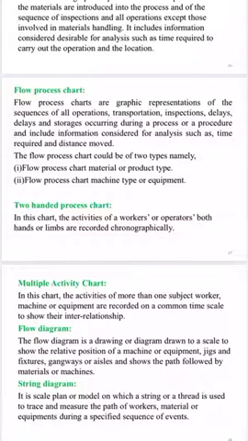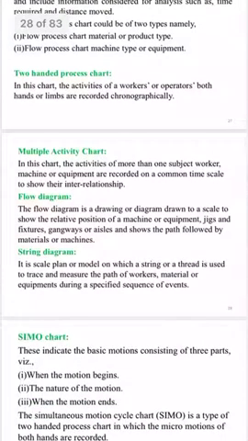Then the next one is the multiple activity chart. In this chart, activities of more than one subject, worker, machine or equipment are recorded on a common time scale. Okay, then we will move to the flow diagrams. As we know, there are the diagrams. With the help of these diagrams and these symbols we can record all the techniques of any operation, and these are, first, the flow diagram and second, the string diagram.